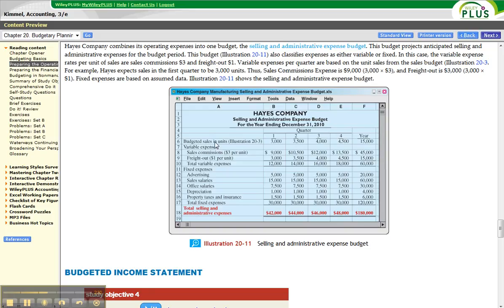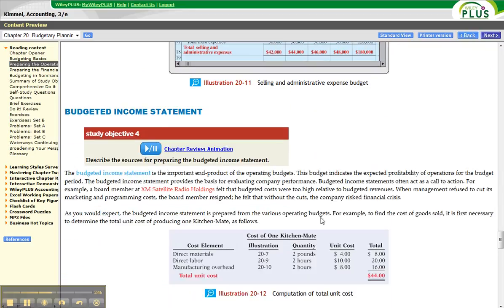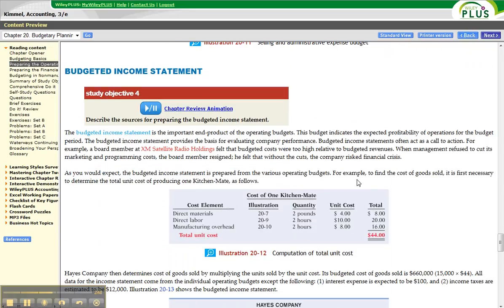All right, so it brings forward this what do we think we're going to sell amount from the sales budget, and then we multiply those amounts by the cost per unit for the variable costs, and we just plug in the fixed cost amounts from the data in the problem. Then we can make a budgeted income statement.